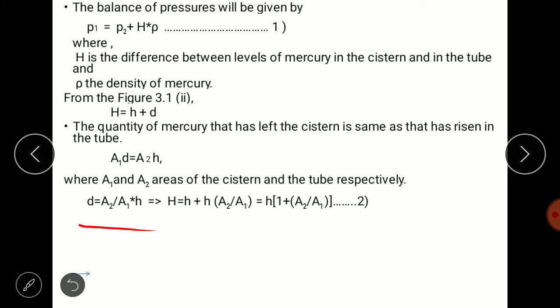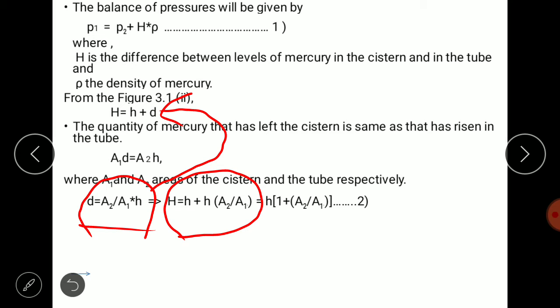Now after getting that value of d, we can put this value of d in this equation. So what we will get is h is equal to this equation. Now again we can rearrange the equation. We will take out the common term h and we will get this equation.